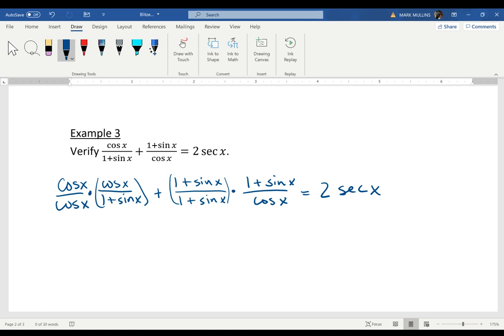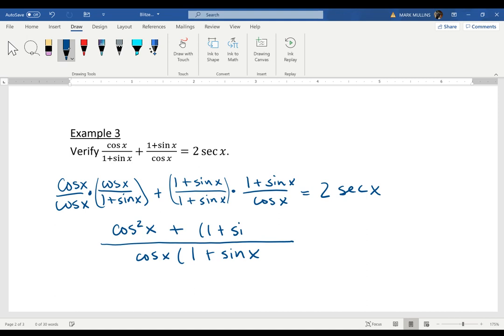So let's see. In my first fraction now, I'd have cosine squared x. I guess I'm just going to go ahead and write these as one big fraction now, because when I'm adding, I'm just going to keep that denominator and add the numerator. So my denominator will be cosine x times 1 plus sine x. And then I've got the 1 plus sine x, and that's going to be squared.